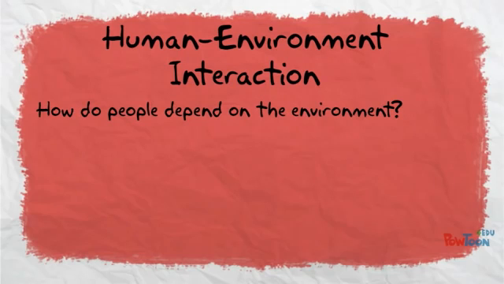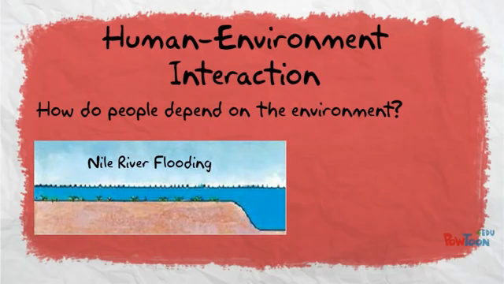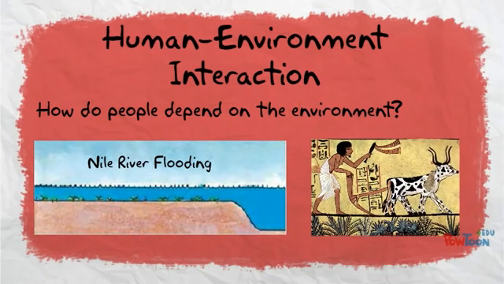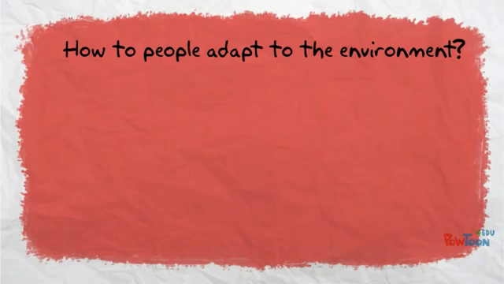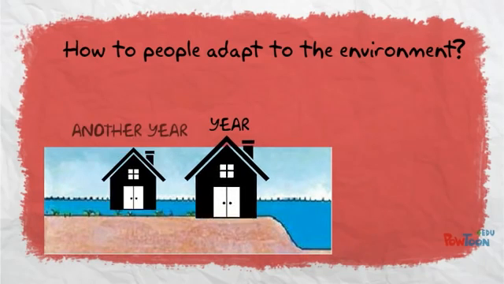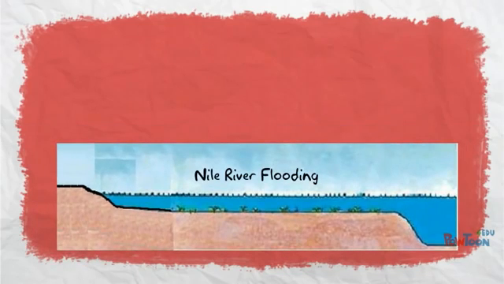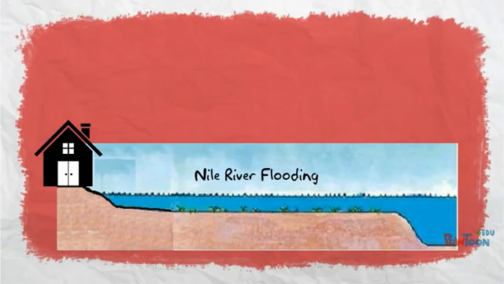Well, in ancient times, the annual flooding of the Nile River produced good soil, which allowed the Egyptians to grow crops in order to survive, so they depended on their environment. How do people adapt? Those same ancient Egyptians had to rebuild their homes each year after the annual flooding. But as time went on, they adapted and started to build their homes above the floodplain.